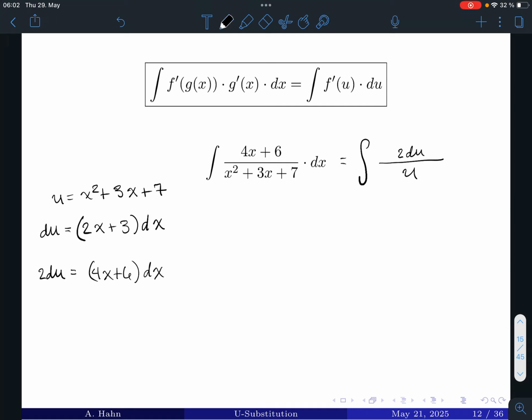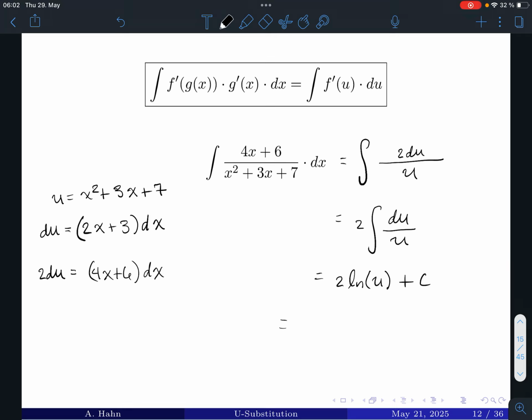All right, so this is the integral of 2 du over u. We can pull out the 2. So this is 2 times the integral of du over u. And then the antiderivative of 1 over u du, or du over u, is ln of u. So this is going to be 2 ln of u plus c.